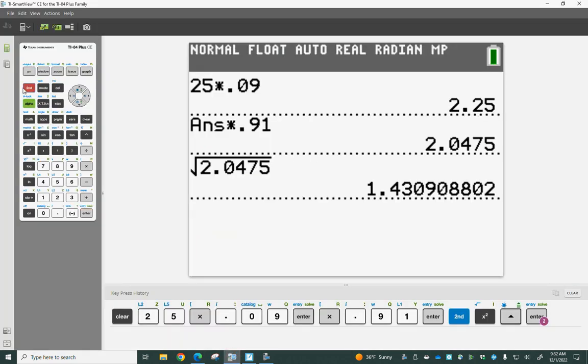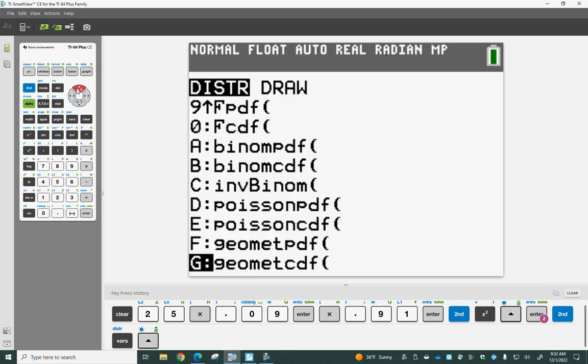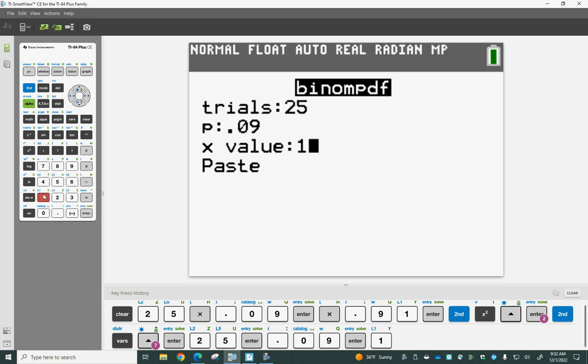We're going to hit second vars and get to our distribution list. I like to arrow up. Let's get to the bottom, and you can see geometric there is at the bottom. We're going to arrow up a little bit till we get to binomial. So you can travel there however you want. We're going to use binomial PDF. We've got 25 trials, 25 emails, probability of success of 0.09. And we're going to do this twice. Once for one email message, we want to know the probability that we see only 1 out of 25, and then we'll do it for 2 email messages.